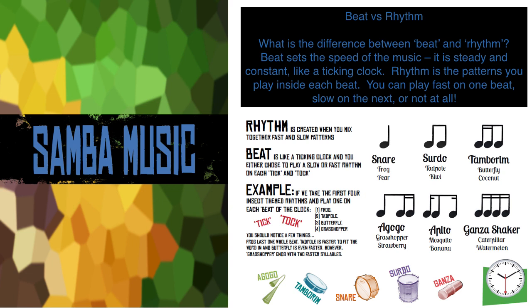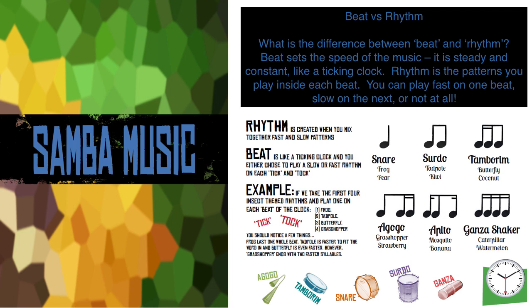And beat is like our ticking clock, and you either choose to play slow or fast rhythm on each tick and tock. For example, if we take the first 4 insect-themed rhythms and play one on each beat of the clock, frog, tadpole, butterfly, grasshopper. Let me play that to you again. Frog, tadpole, butterfly, grasshopper. You should notice a few things.